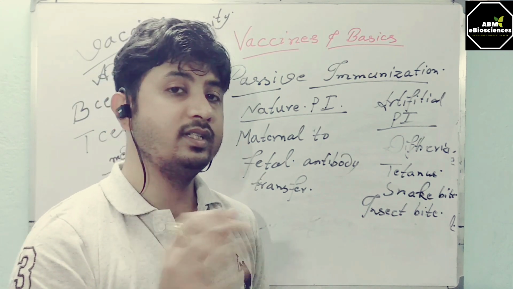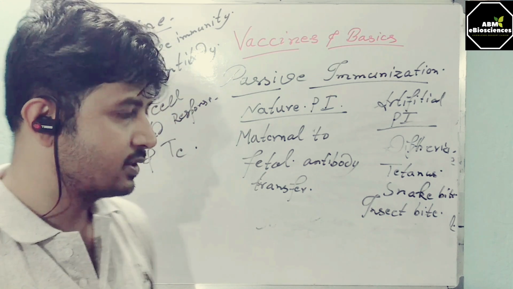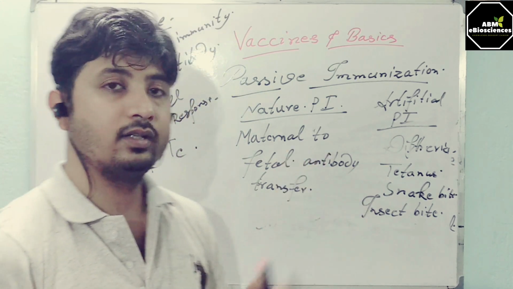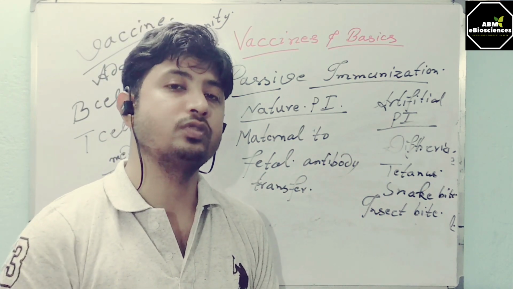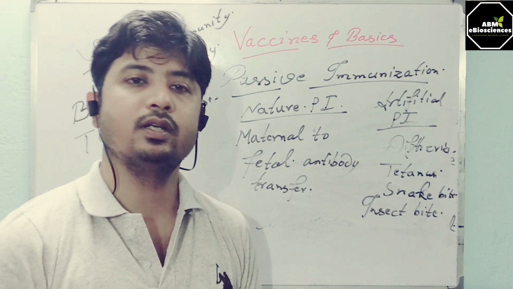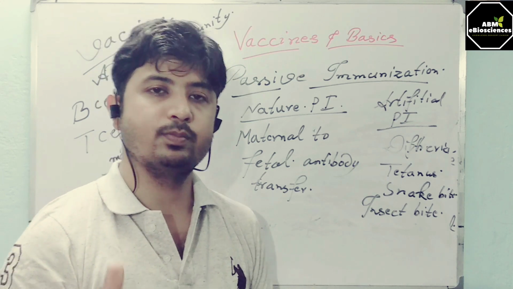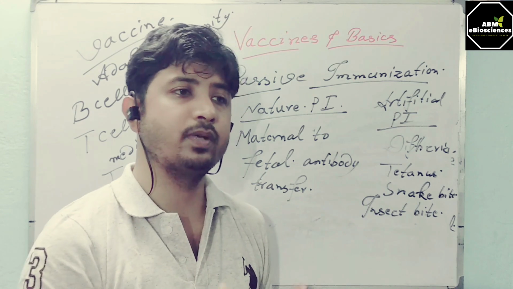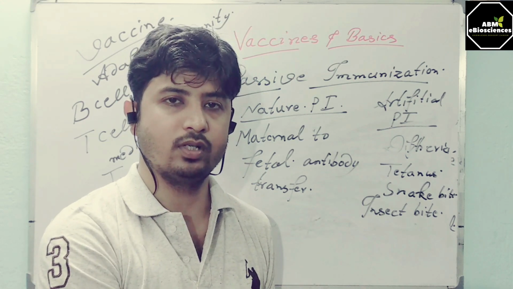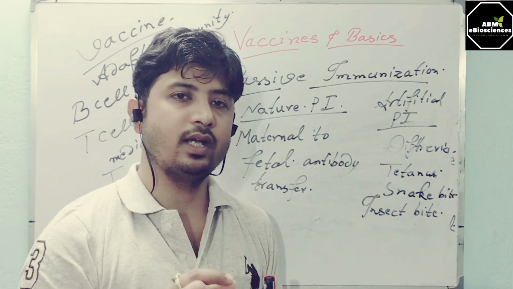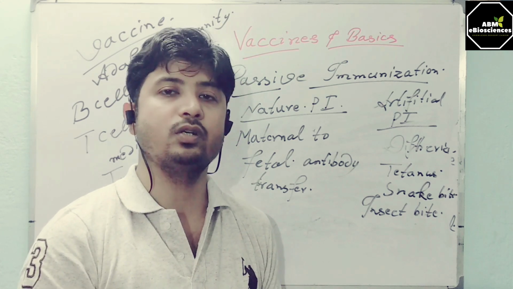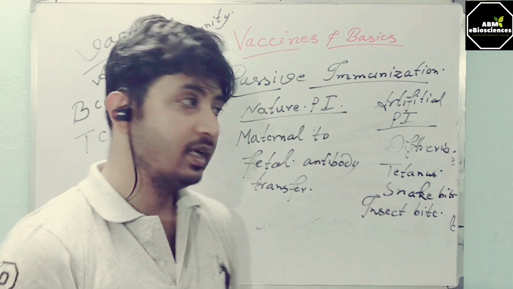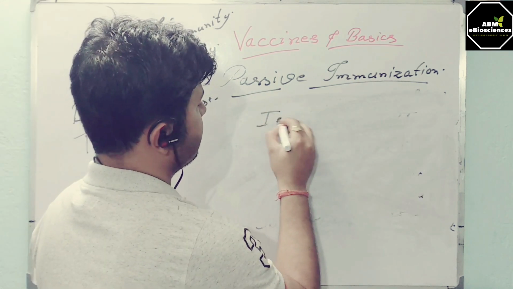But what are the disadvantages? There are several disadvantages of passive immunization when you are taking artificial PI from other hosts, like in case of snake bite, that antivenom is produced inside the horse. So it is a separate host from the human body. It's a totally different host. So that antibody is produced inside the horse and that is being injected inside you. So there are isotypic reactions.